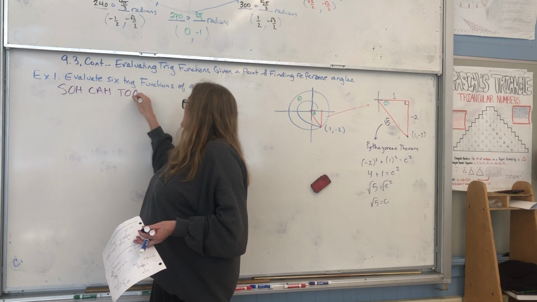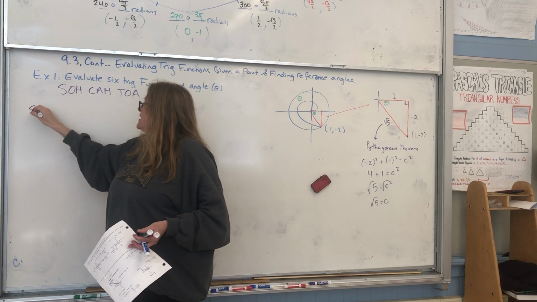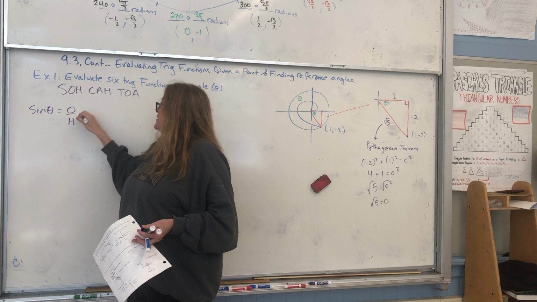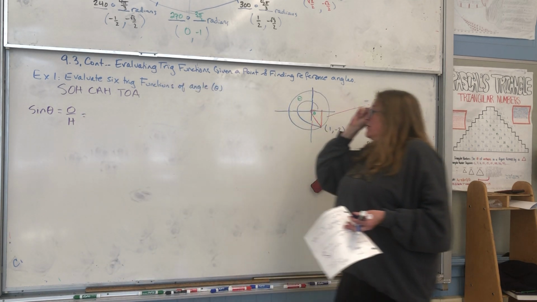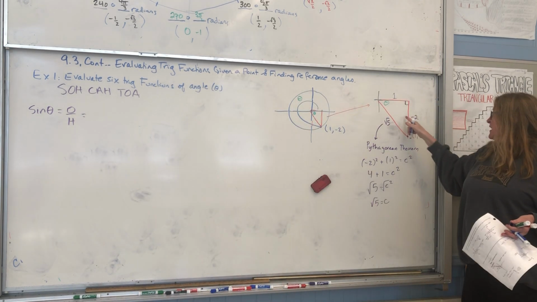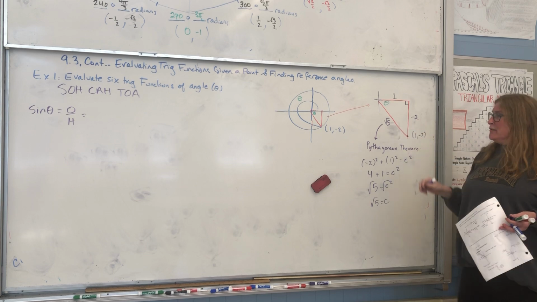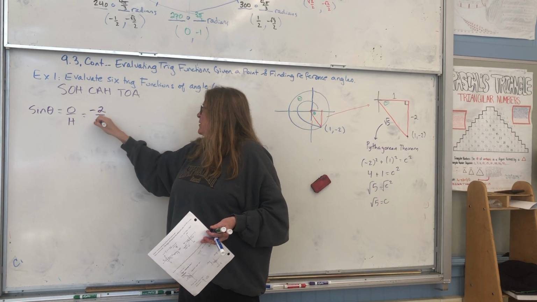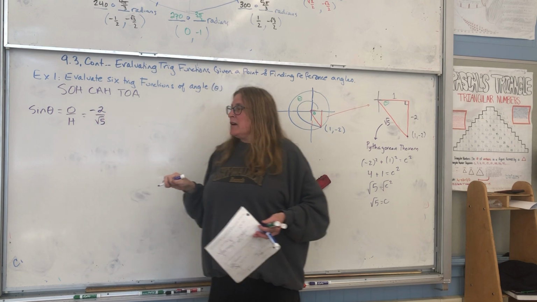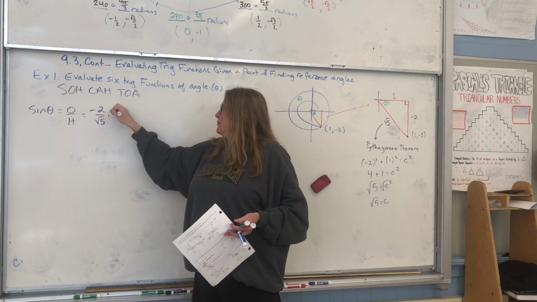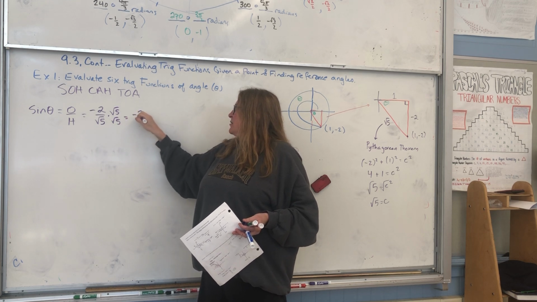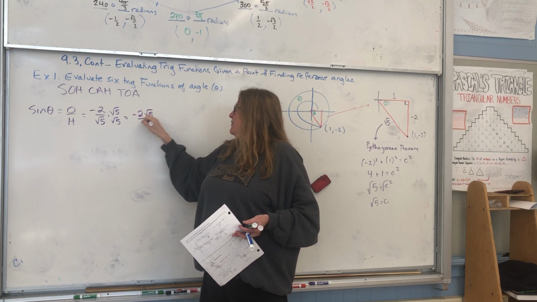Okay, so we know that the sine of this angle theta is equal to the opposite over the hypotenuse. So let's look at the opposite. Here's our theta. Opposite over hypotenuse is -2 over the square root of 5. And then of course we have to rationalize the denominator, so I get -2 root 5 over 5.